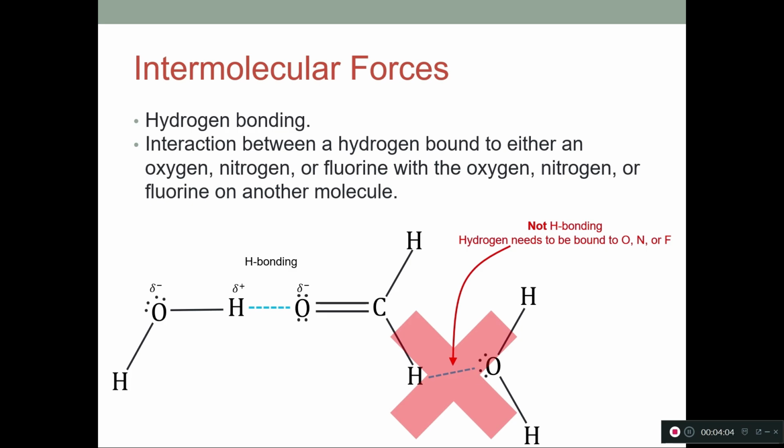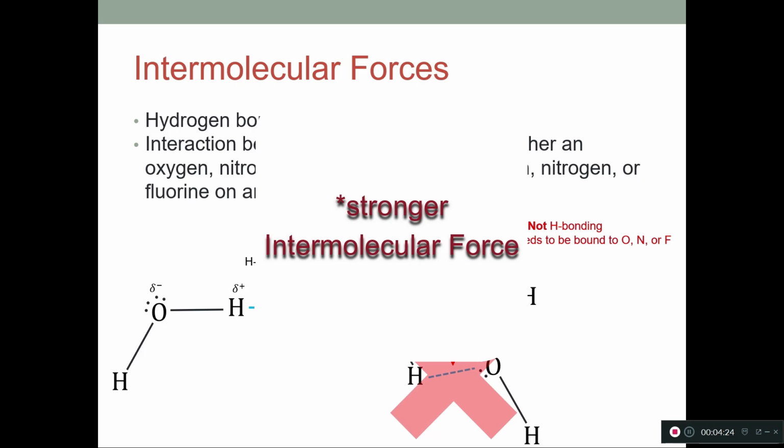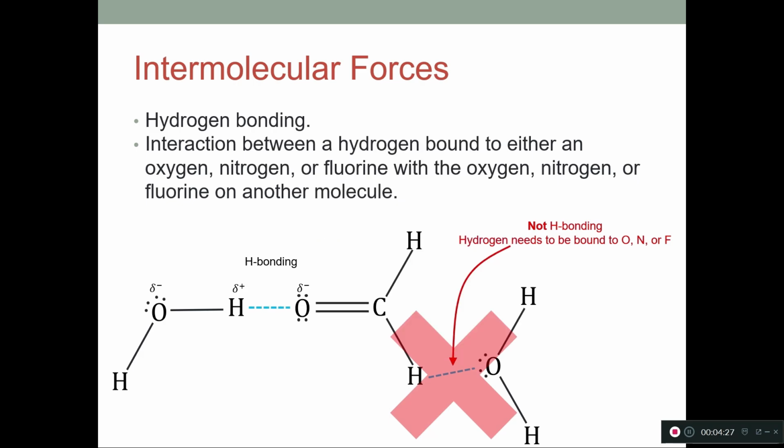The reason for that is because nitrogen, oxygen, and fluorine are our most electronegative atoms. When we have that larger difference in electronegativity between the hydrogen and what the hydrogen is bound to, that creates a stronger dipole, and so that makes it a stronger bond. That's why we give it the special name hydrogen bonding, where hydrogen bonding is technically just a type of dipole-dipole interaction. It is a particularly strong one, so we give it a special name.